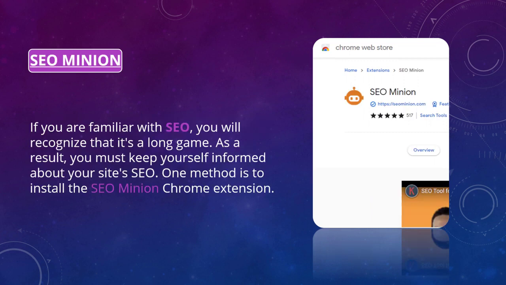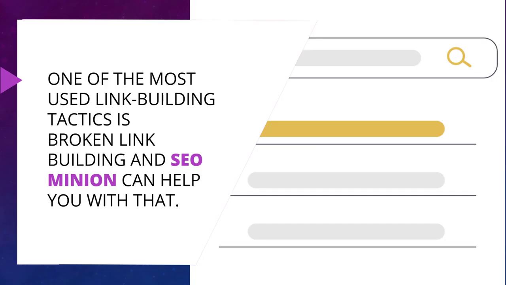Next up is one of my favorites, and that is SEO Minion. If I had to label any of these a must-have, this would be one of the two that immediately come to mind. It does a variety of things. One of my favorite use cases for it is for broken link building.